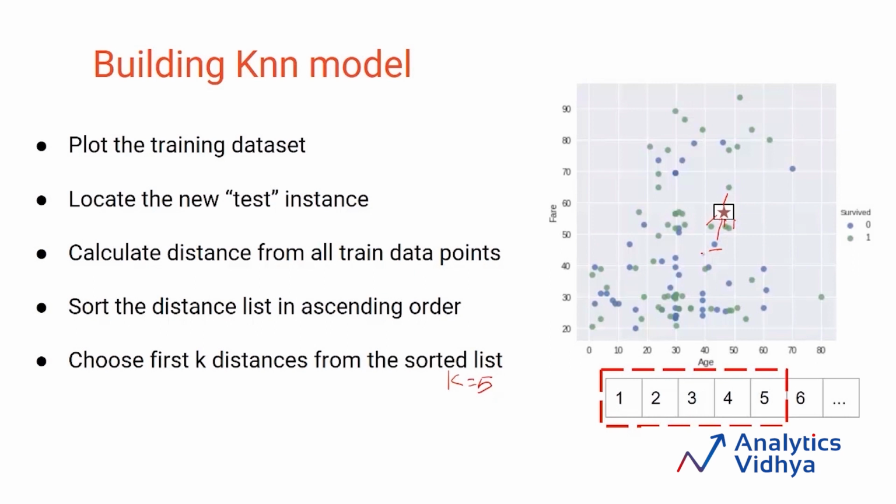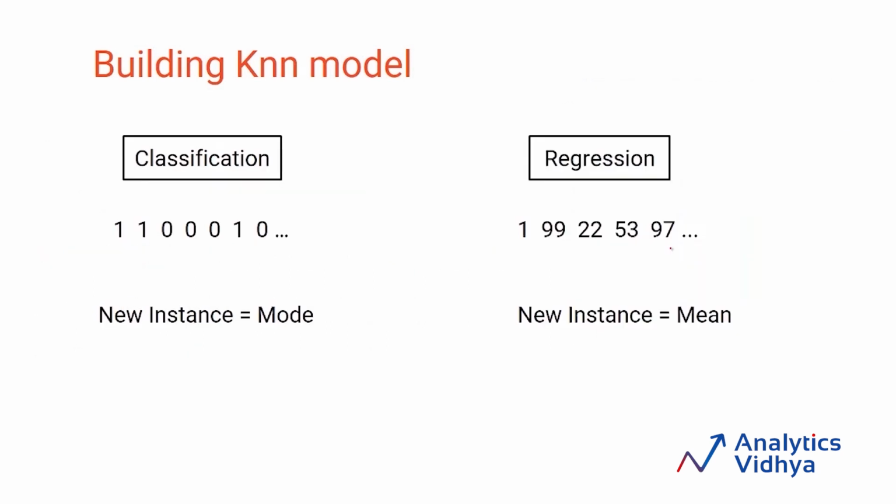Now this is an important step, determining the category of the value of the new instance depending upon the nature of the problem. If the problem is a classification problem, we assign the mode to the new instance, and if the problem is a regression problem, then we assign the mean to the new instance. So we have now learned the step-by-step procedure on how to build a KNN algorithm. But the next question is, how do we determine the right value of k?